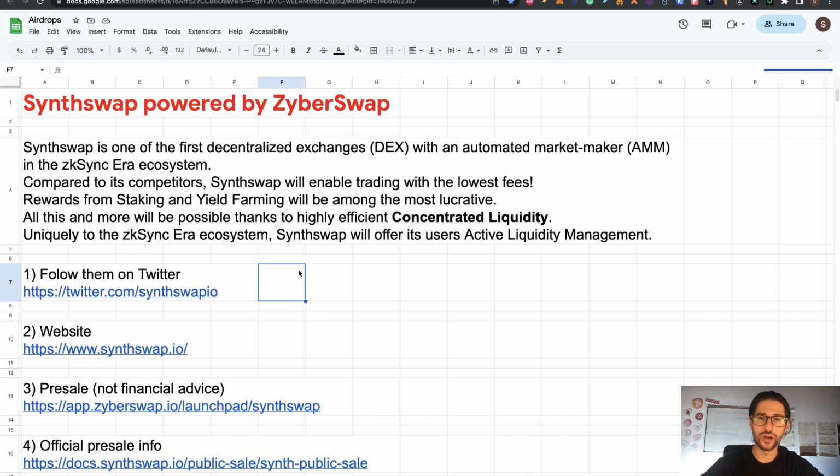If you are not familiar with that term, I recommend you go and Google it and understand how this liquidity works, because it's different from how another DEX usually works in terms of liquidity and how they process that. So uniquely to the zkSync Era ecosystem, SynthSwap will offer its users active liquidity management. I'm not going to explain all these terms, because if not, the video will be too long. But you can Google those terms so you educate yourself about how this DEX works.